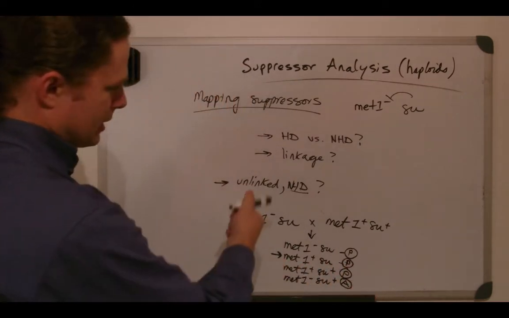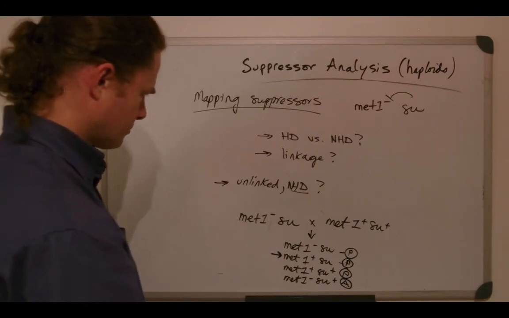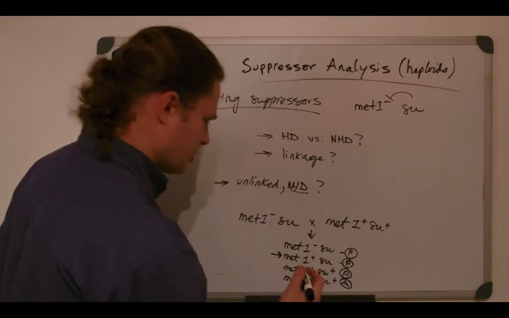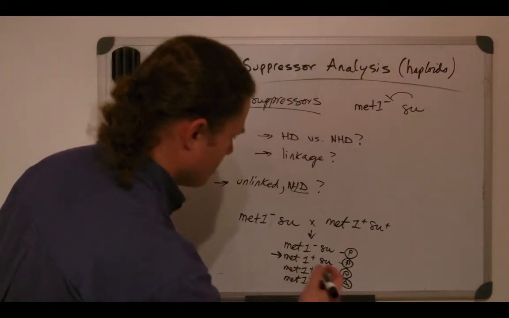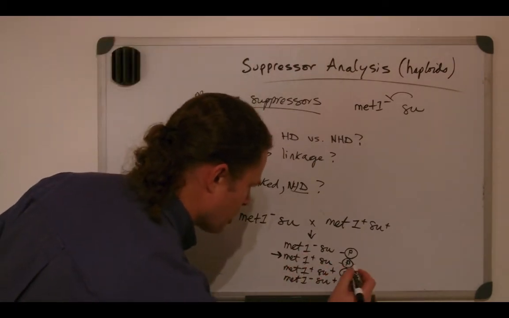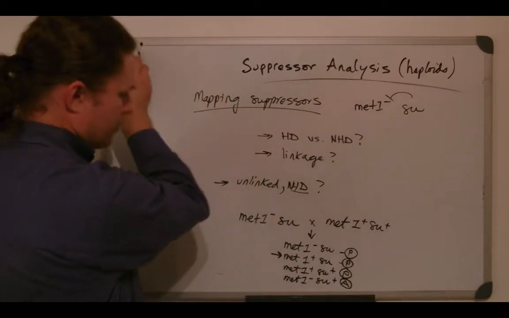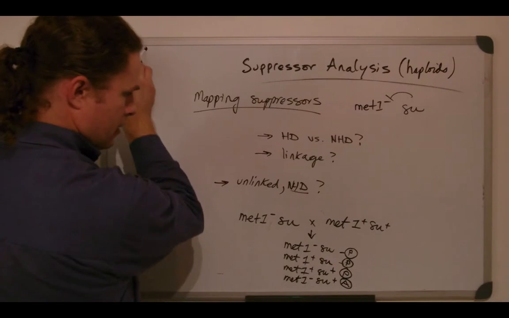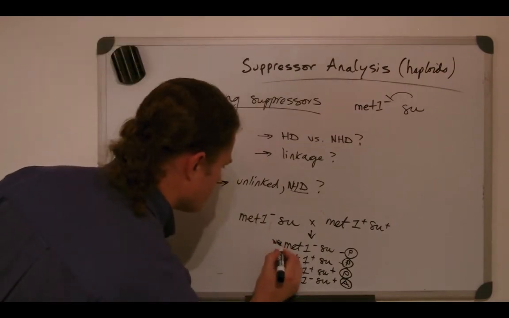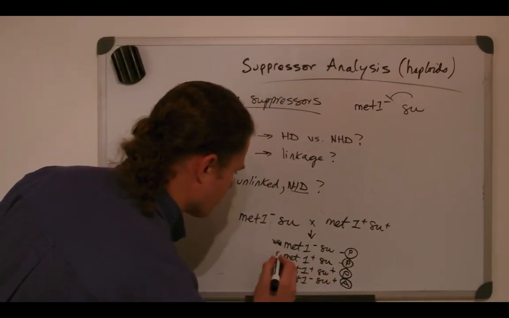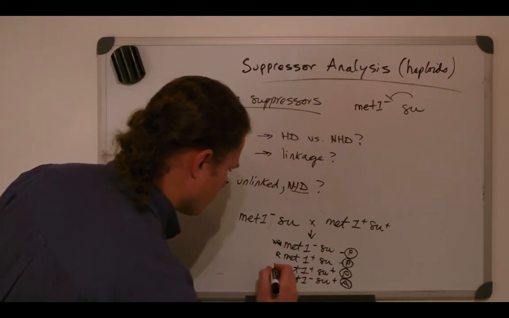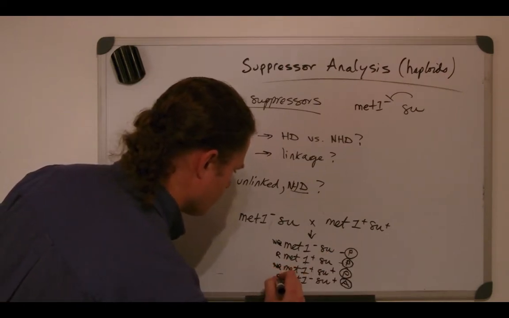So if this is an unlinked non-heterodimer suppressor, the recombination frequency that you would expect would be 50%, which means that the two recombinants, so let's just now label these as recombinant or non-recombinant. So this one's non-recombinant, this one is a recombinant, plus and plus is one of the non-recombinants, and then the last one is a recombinant.